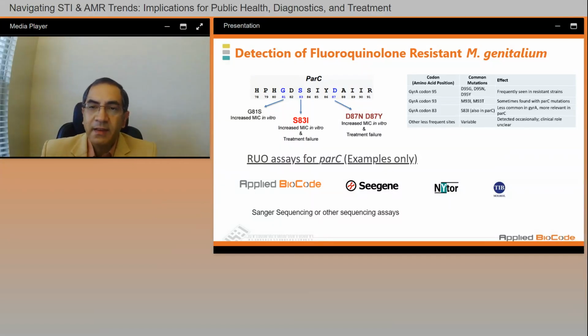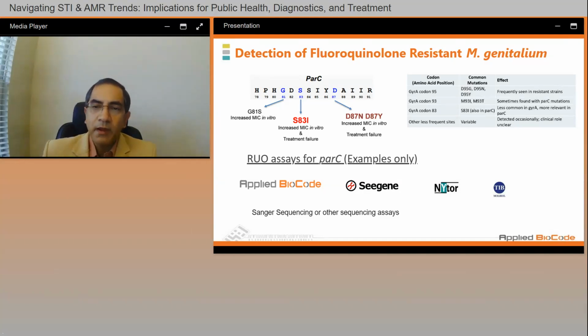Apart from the S83I mutation that I mentioned in the previous slide, other mutations in the ParC gene, D87N and D87Y, can cause increased MIC in vitro and treatment failure in patients. Commonly detected DNA gyrase A mutations are listed in the table to the right side of the slide. Mutation in gyrase A codon 95 is the most frequently seen mutation in resistant strains. Other codons include 93 and 83 of the gyrase A gene.